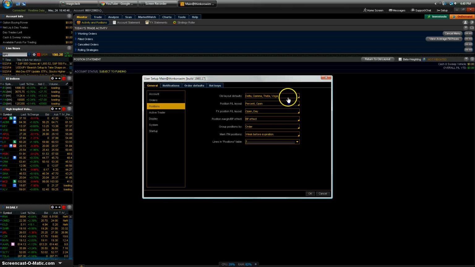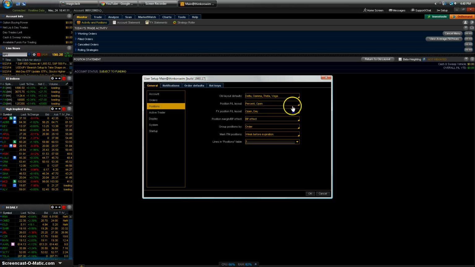These are the default layouts, but for position, profit and loss layout, I have percent, so you can see the percentage, and since it was opened. These are your forex positions, which I don't really use, so that's set to that. I have no idea what all these other things are. Group position by order, mark in the money positions, line in position table 7. That's just how I set it up.